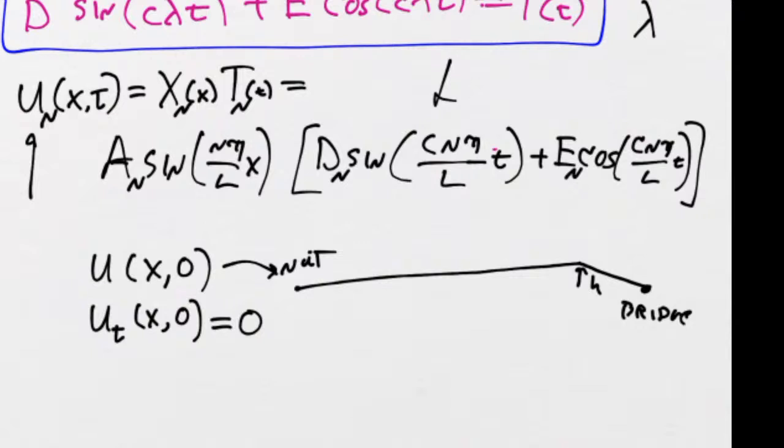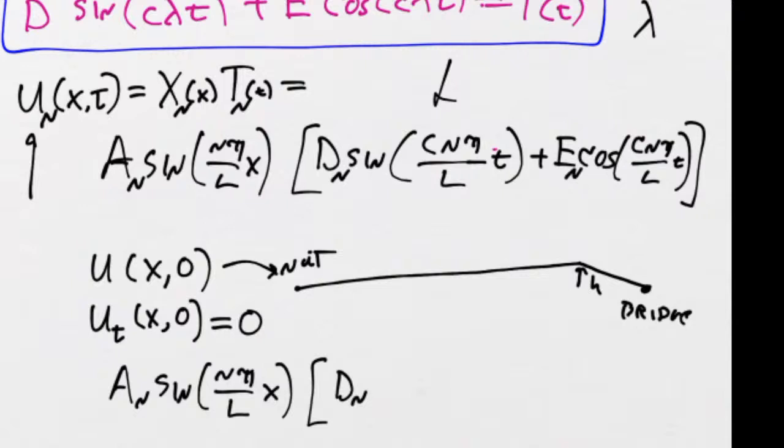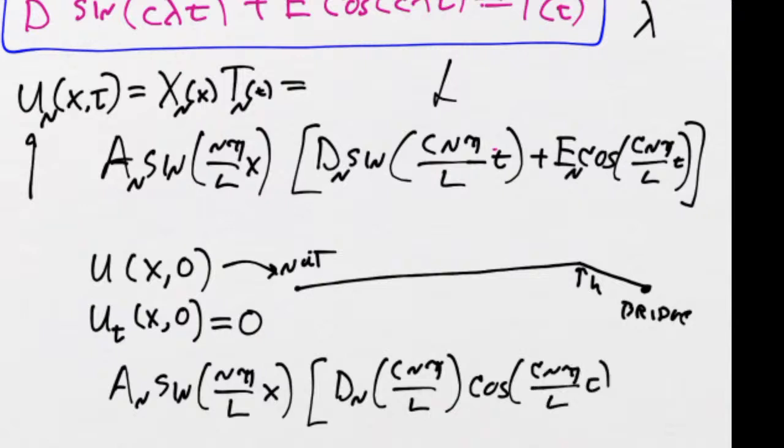All right, so now I've got to actually do that, don't I? So let's see. It's going to be an sine of n pi over L x. And then the derivative of this is going to be, the derivative of sine is cosine, so it's dn times c n pi over L cosine of c n pi over L t.